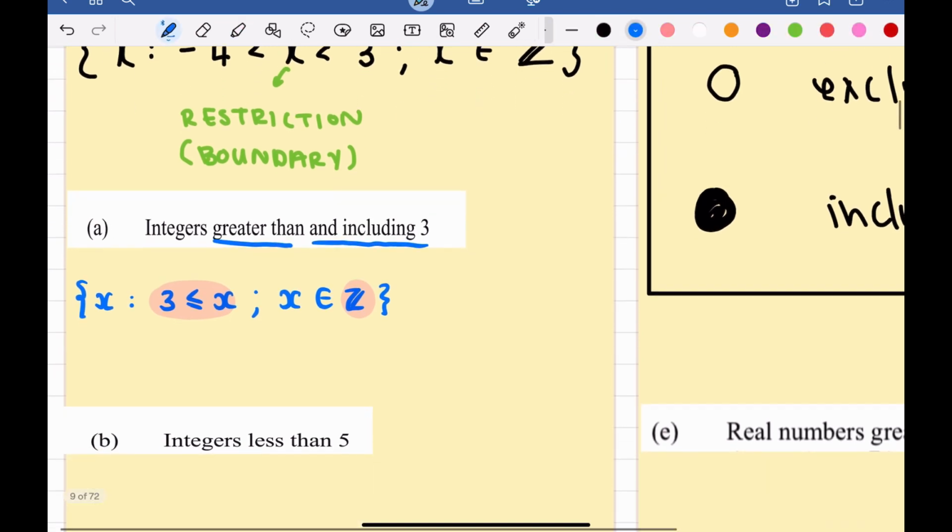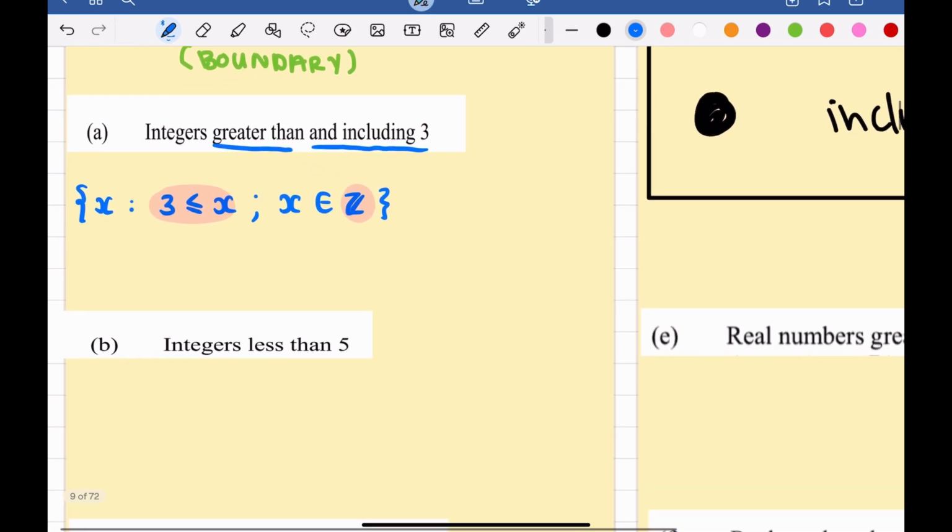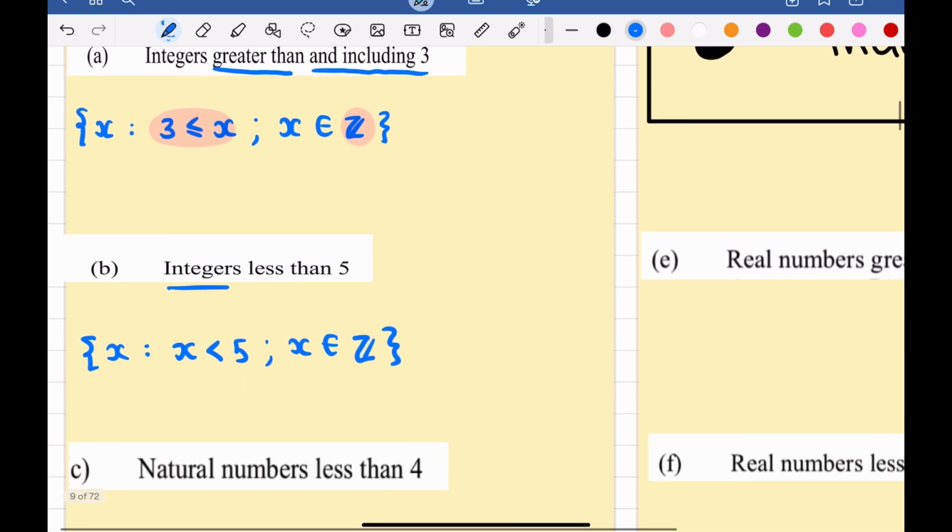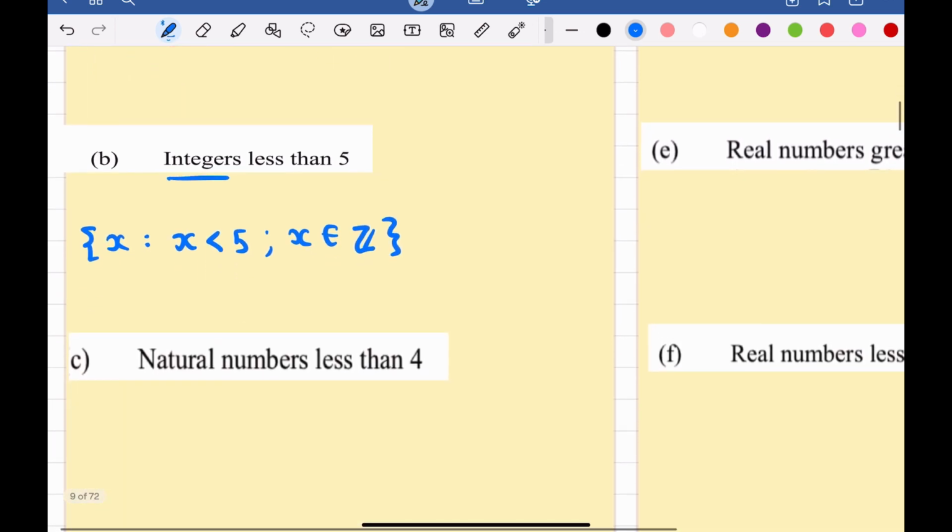Okay, so integers less than 5, so we start the exact same, x such that, x an element of, so now we have to just fill in the rest. It's integers, which means it's going to be Z, and it's less than 5, so x less than 5, not including, just less than, as they stated. Okay, and then C is natural numbers less than 4. So once again, we start with x such that x is less than 4, not equal to, x an element of natural numbers, which is this N with a double stripe. Okay, you should know that as well.